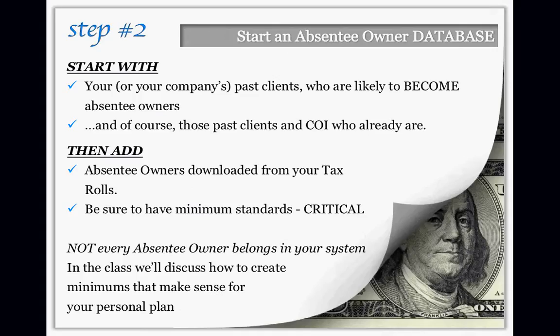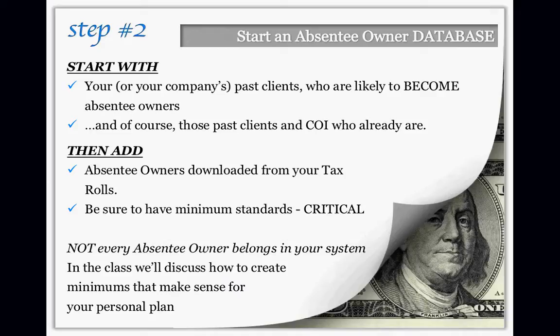Step 2 is you're going to start an absentee owner database. If you already have a database system, great. You're just going to start a new category called absentee owners, right? You begin adding people in. So once you've identified what type they are, we download the information. We teach you that in class number 1.